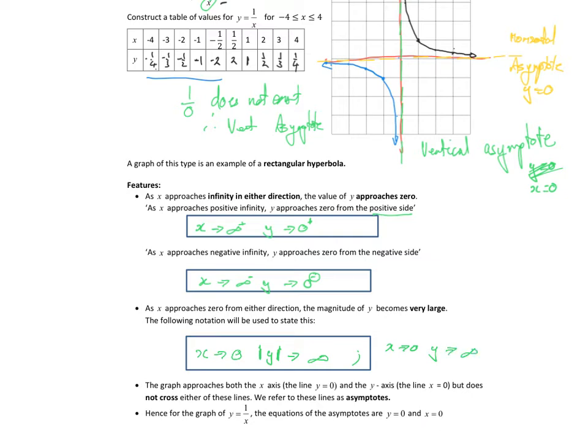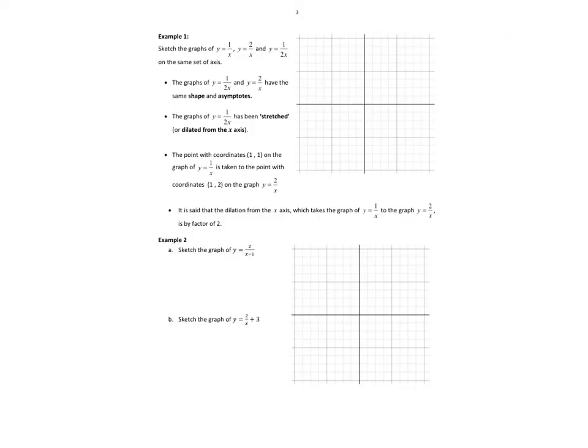All right. So this is where we're talking about the line y equal to 0 and the line x equal to 0. The graph doesn't cross either of those axes, so those lines are asymptotes. Hence the graph of 1 on x has two asymptotes, one at y equal to 0 and one at x equal to 0. Let's have a look at a graph sketch.